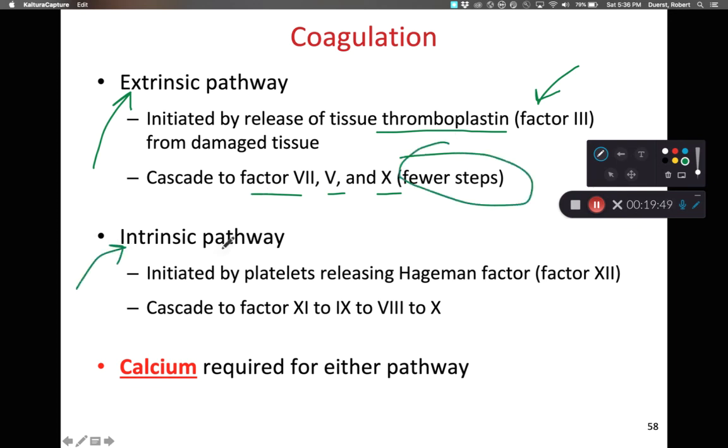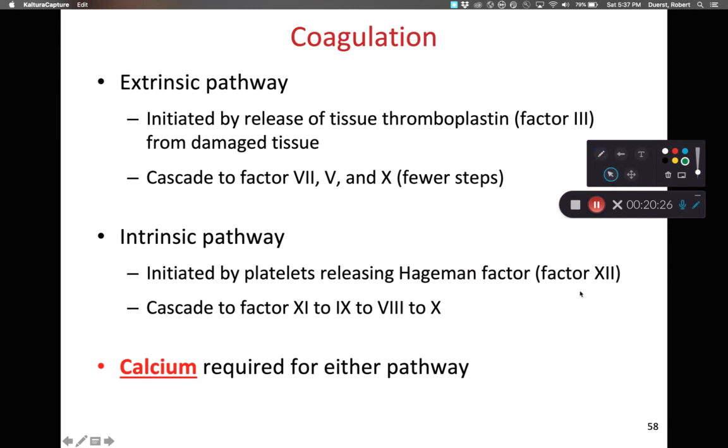The intrinsic pathway is going to be initiated when platelets release factor 12, also known as Hageman factor. And from factor 12, we go to 11, then from 11 to 9, 8, and then to 10. And then as we look at all these cascades, they all require calcium ions to be present. And this is one of the reasons why we need to maintain blood homeostasis for calcium. If we don't have enough calcium in our blood, not only do we have trouble sending action potentials in our nervous system or constricting muscles, we also have a hard time clotting our blood.